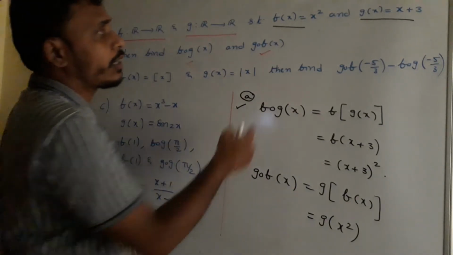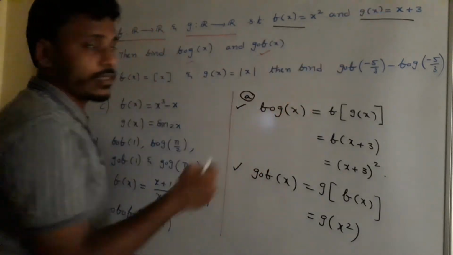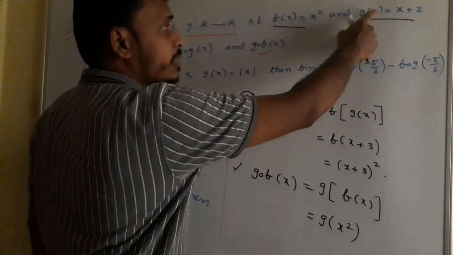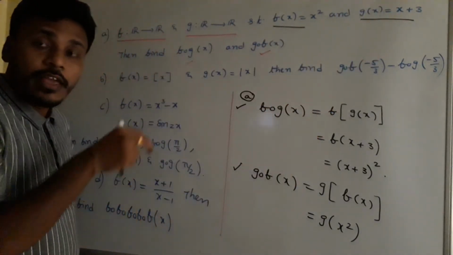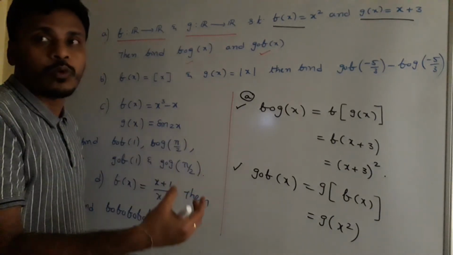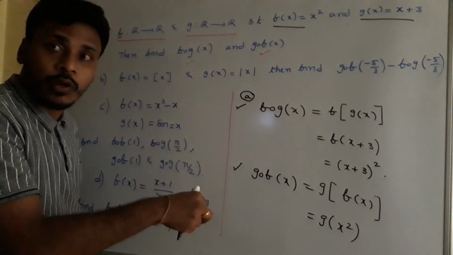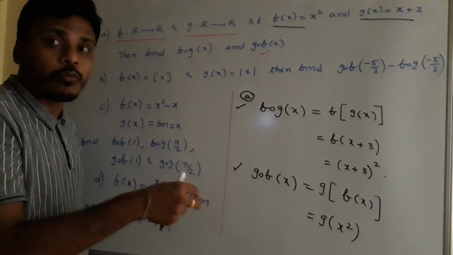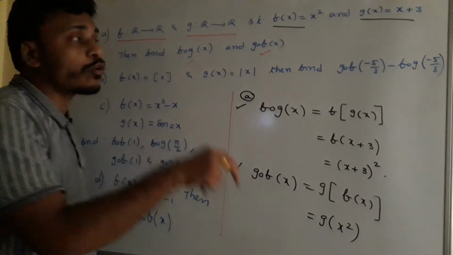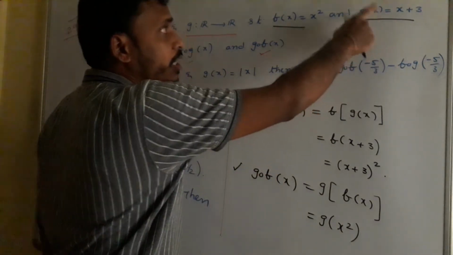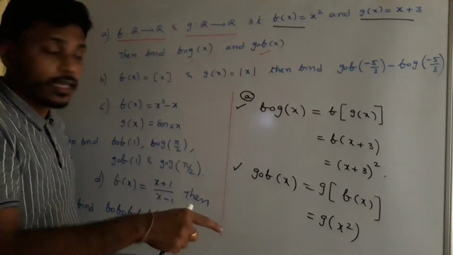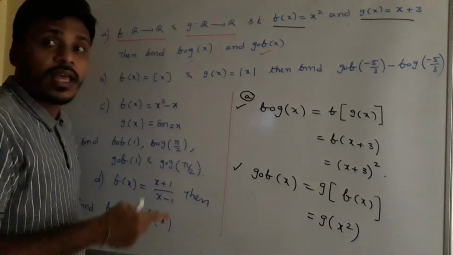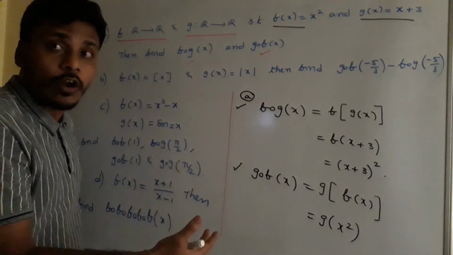Just think about it. g of x is x plus 3. If your input is x, output is x plus 3. If your input is y, output is y plus 3. As per your input, output depends. If your input is some z, output is z plus 3. If your input is 4 for the function g, your output is 4 plus 3. But what is my input here? x square. So what is your output there?